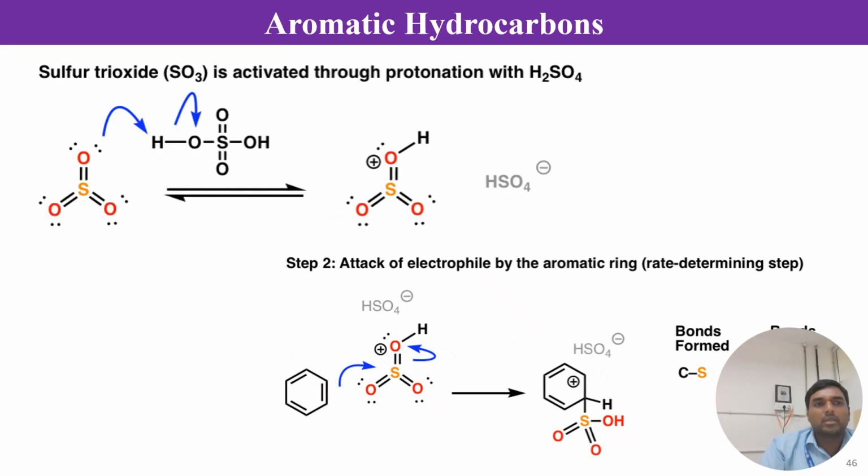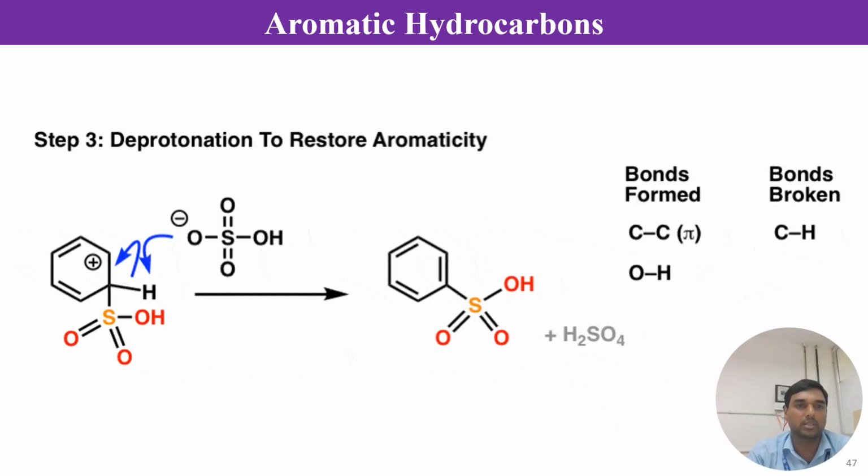Similarly, in the case of sulfonation, sulfur trioxide will be there, giving sulfuric acid, and that will react with sulfuric acid to form SO3H plus. Then benzene reacts with this cation, and it will form this sigma complex, and finally this conjugate base will take this proton and it will form benzenesulfonic acid. That's all.